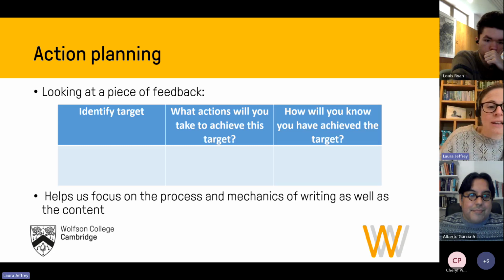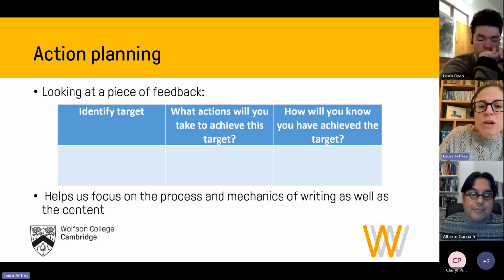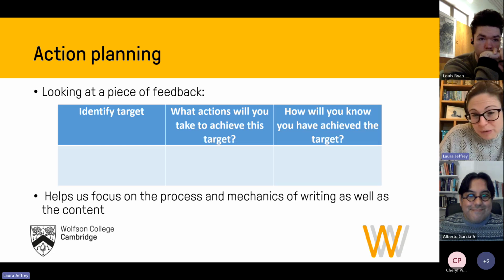Draw a little table like this, identify the target. Do you know straight away what you could do to rectify that? And how will you know when you've achieved that target? So there might be something really definable, like we said, proofreading. I will know if I've proofread or not because I would have built in time and I would have actually been through my essay. But is there actually a kind of skill in there, or is there something a little bit more nebulous that it's difficult to work out?